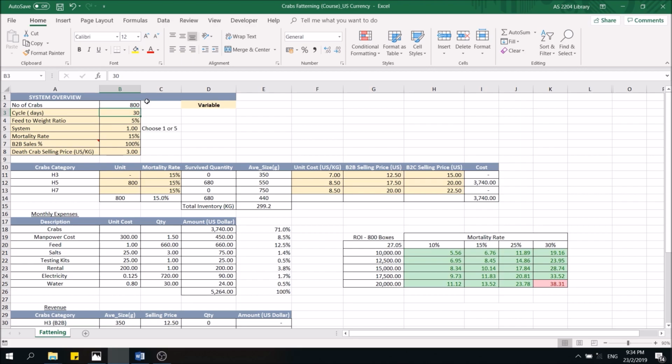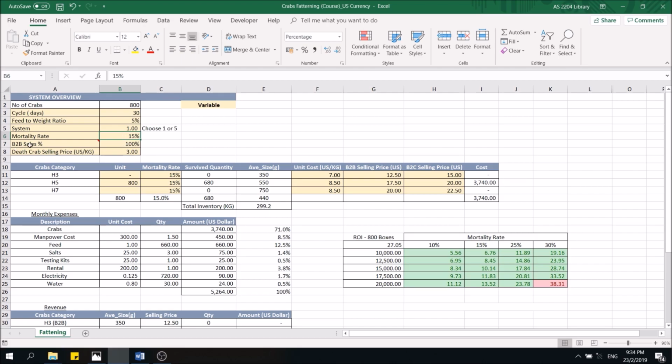It means the percentage of feed to a specific weight. Next, we have this parameter to show you guys once you have the scalability, the ROI can actually be faster. Next, we have mortality rate. A typical mortality rate is around 15 to 25%. So in our system, the average mortality rate is 15%.